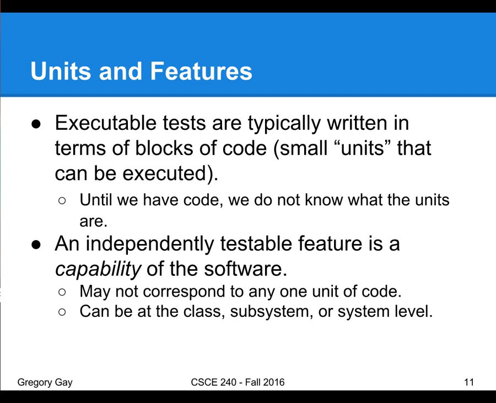Now, when we finally go to write the actual executable test cases, the ones that are pieces of code that you can run on the system, those tend to be written in terms of small blocks of code, what we usually call units, individual methods or maybe classes in the software. Now, until we have code, it's hard to tell exactly what those units are. So really, when we talk about independently testable units, we're talking more about capabilities of the software. Verbs, what does the software do? What actions can it perform?